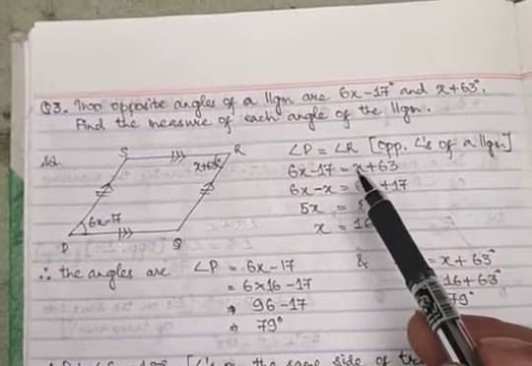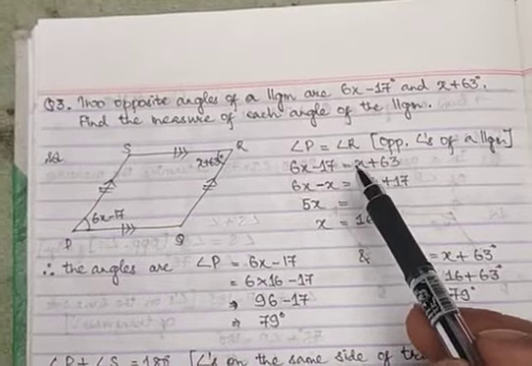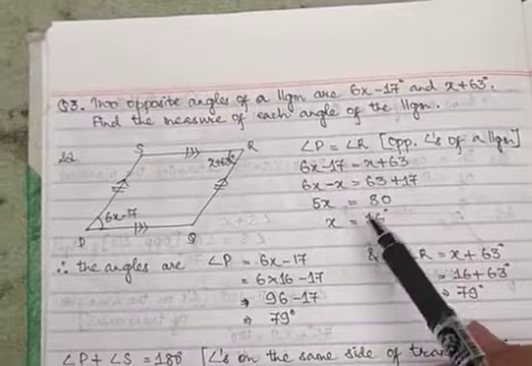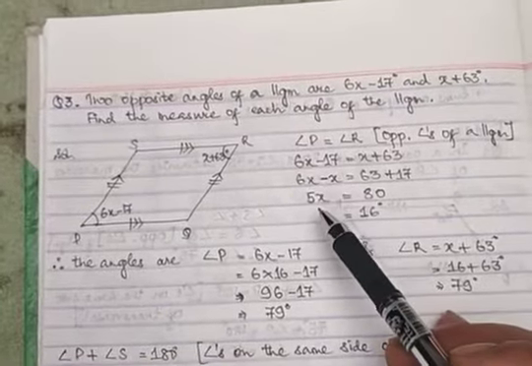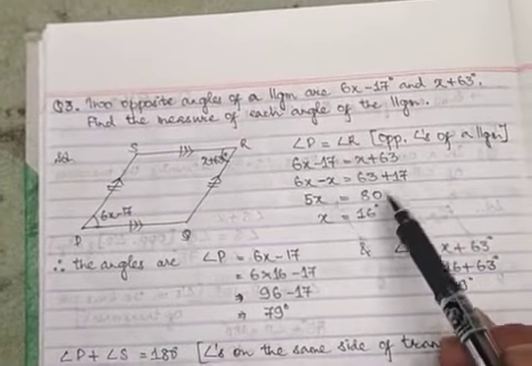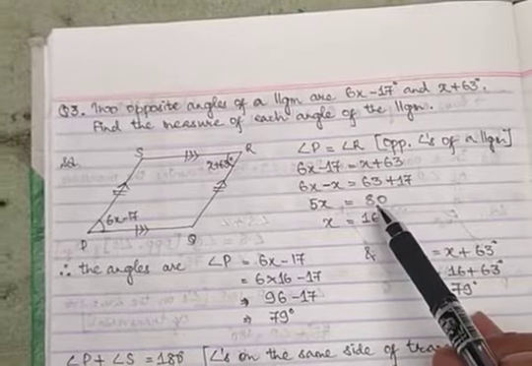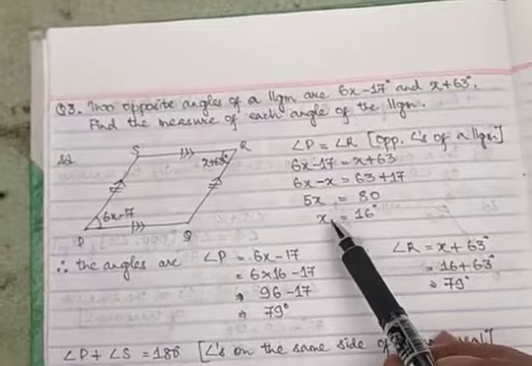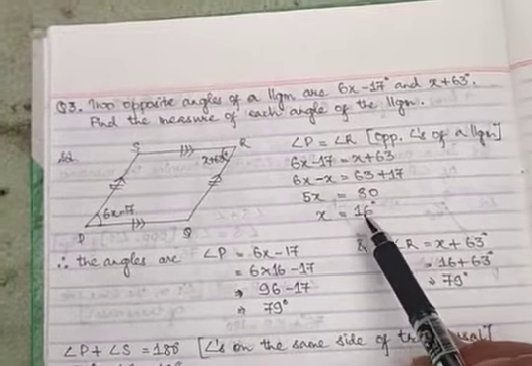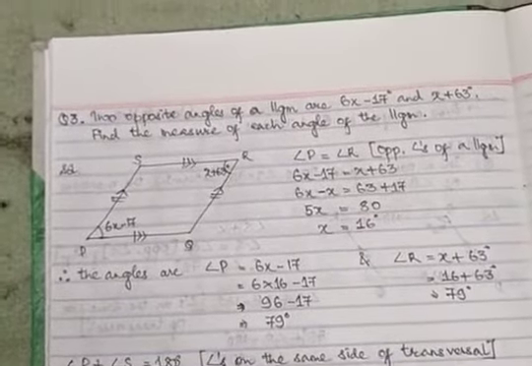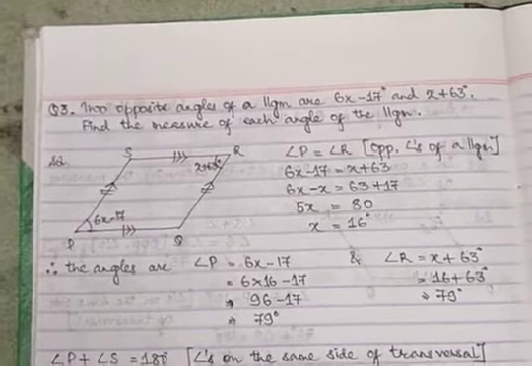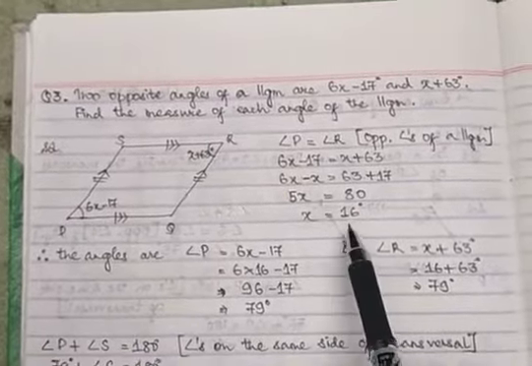So here we have a linear equation in one variable, so x goes to the other side, 17 goes to the other side. We are separating the constants and the variable. 6x minus x is 5x equals 63 plus 17, that's 80. Finally we got the value of x as 80 divided by 5, that is 16. This is how we can skip steps, as I've been repeatedly telling you, in order to save your time. So x equals 16 degree.